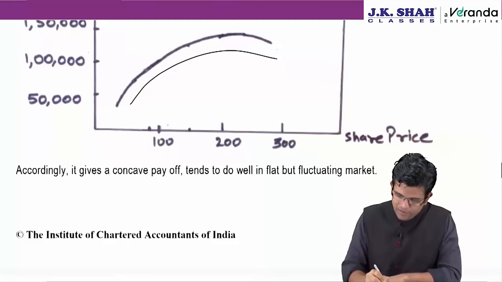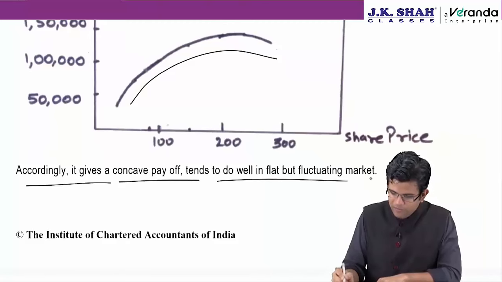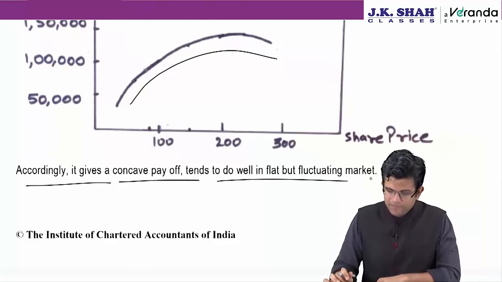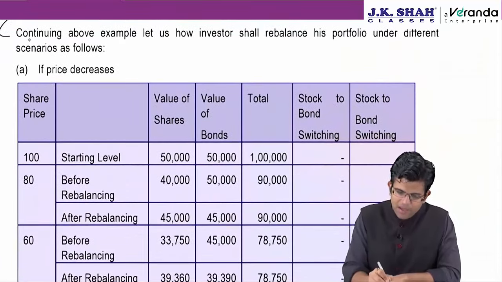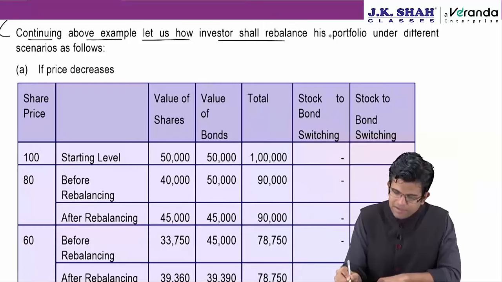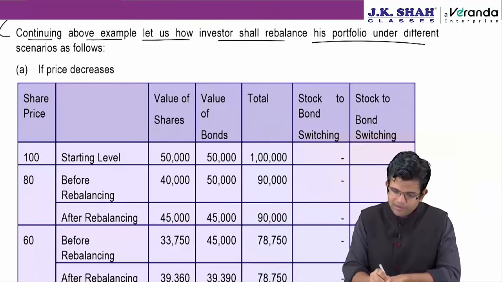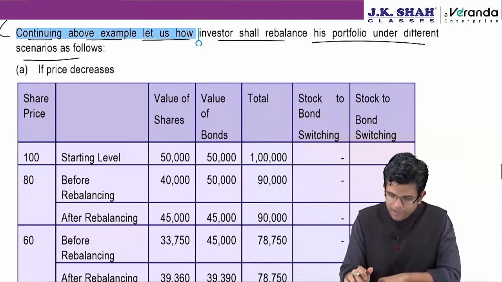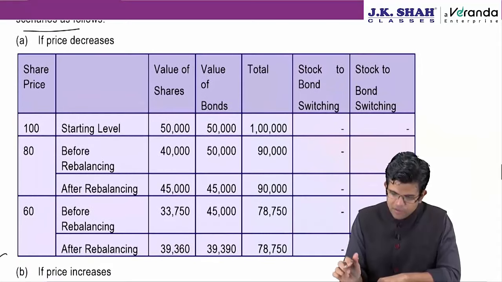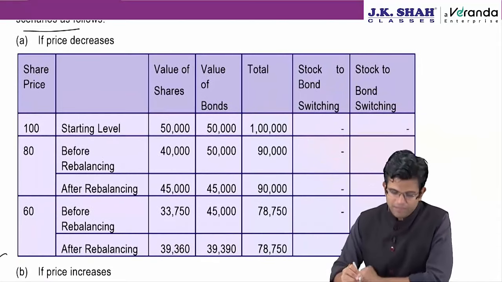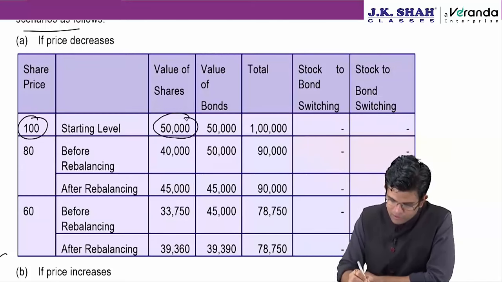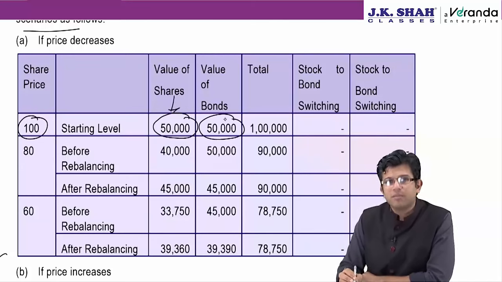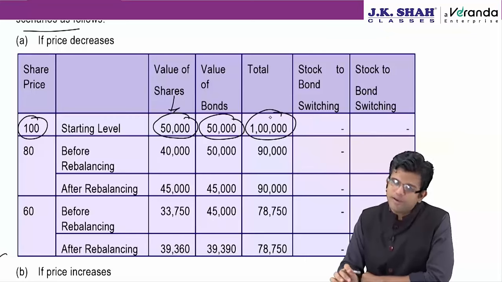Let us read forward. Accordingly, it gives a concave payoff, and tends to do well in flat but fluctuating markets. Students, there is an example here. Continuing the above example, let us understand how the investor shall rebalance his portfolio under different economic conditions. Okay, so students, this is an example. What is the share price? 100. He has invested 50,000 in shares and 50,000 in bonds. Total value of the portfolio is 1 lakh.